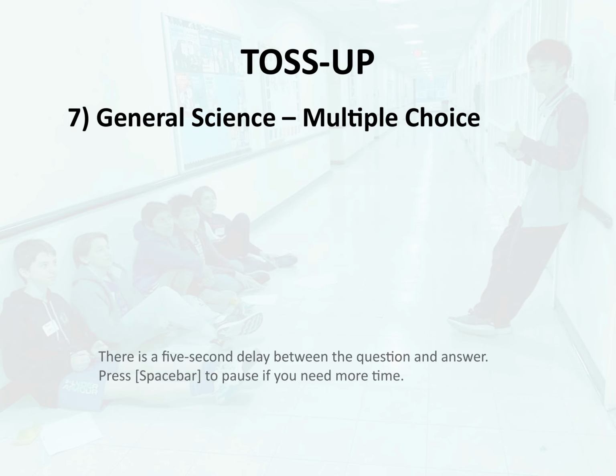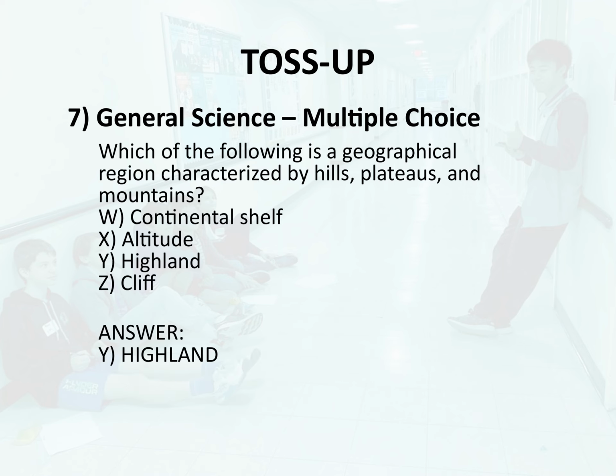Toss-up 7. General science, multiple choice. Which of the following is a geographical region characterized by hills, plateaus, and mountains? W. Continental shelf. X. Altitude. Y. Highland. Z. Cliff. Answer. Y. Highland.